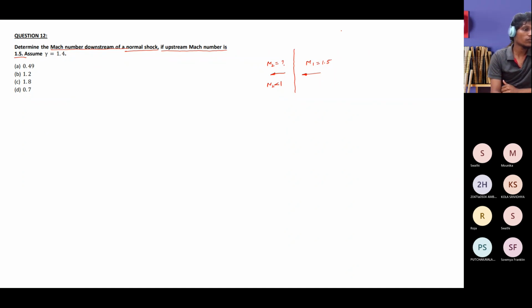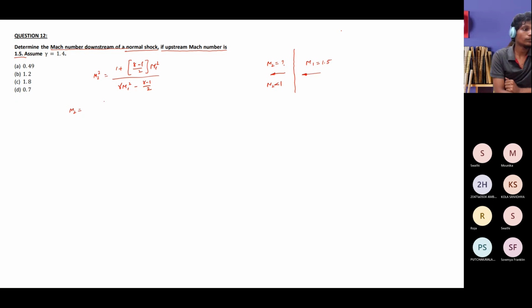Across the shock, let me write the equation for you. M2 square equals 1 plus gamma minus 1 over 2 times M1 square, over gamma M1 square minus gamma minus 1 over 2. So this is the relation of Mach numbers across the normal shock wave. We now have M1 here. It's a direct substitution. We need to find M2. So let's substitute the values.